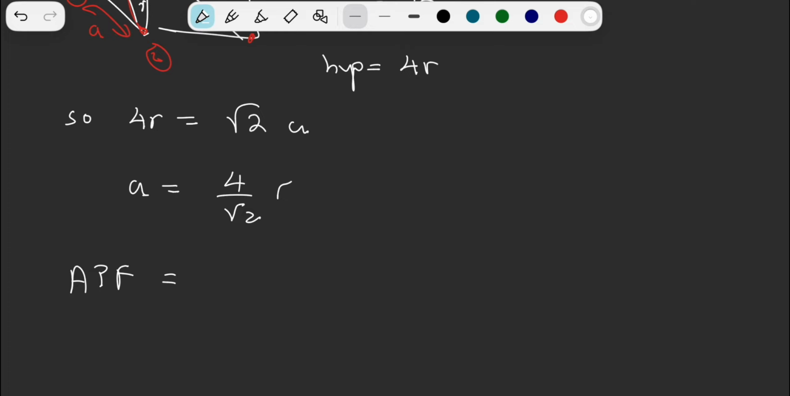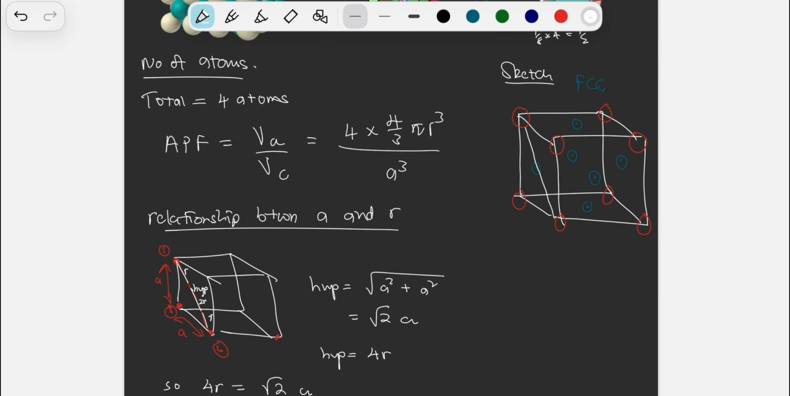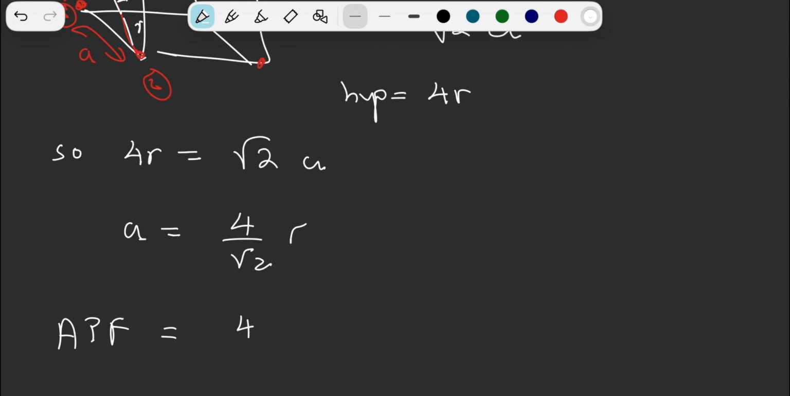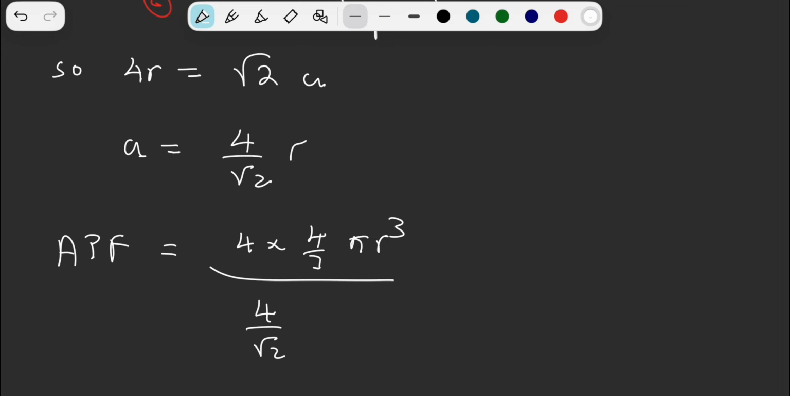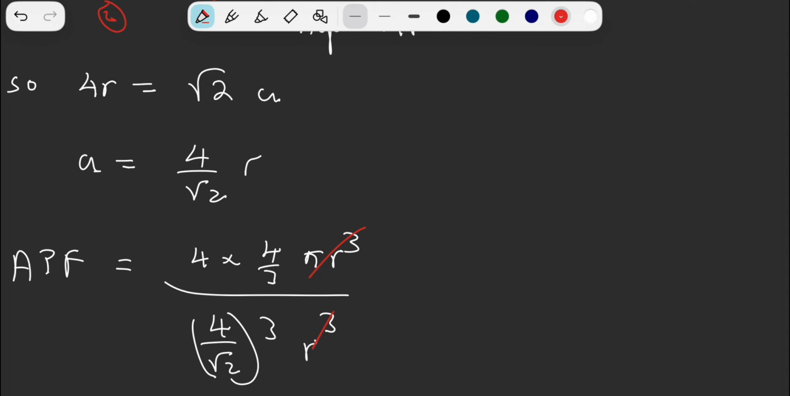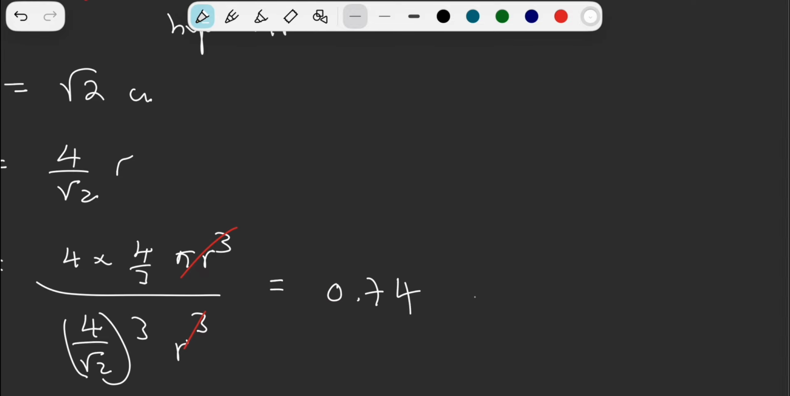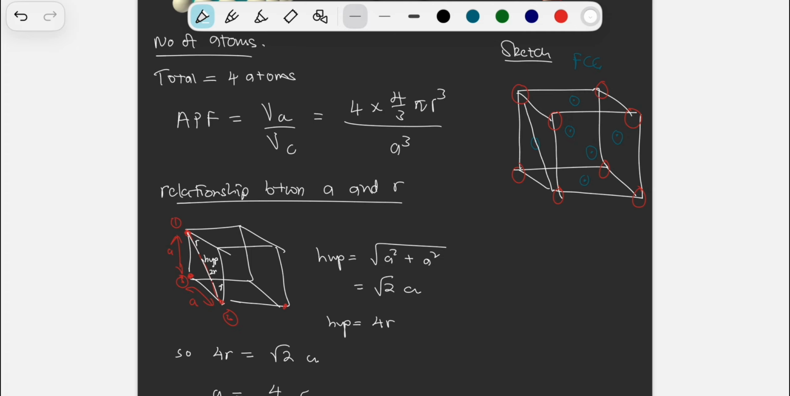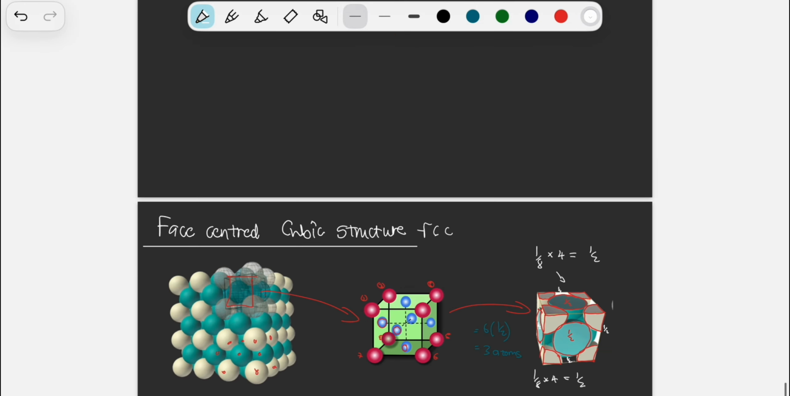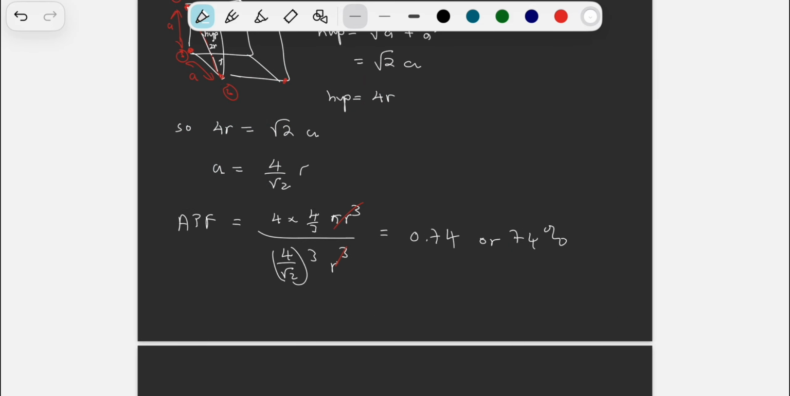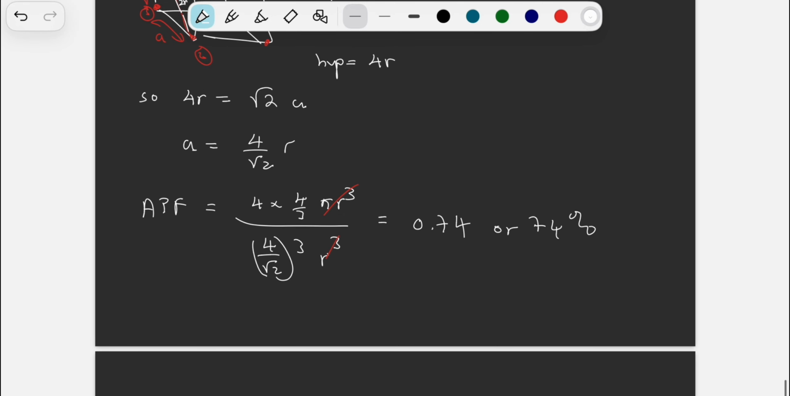My atomic packing factor is basically 4 times 4 over 3 pi R cubed, over 4 over root 2 cubed R cubed. Okay, then we cancel that, we calculate it, and we end up with 0.74, not percent, that's basically 74%. Okay, so we're getting better, more and more efficient. So you realize that 74% of the entire cell is occupied by atoms, which is quite good.